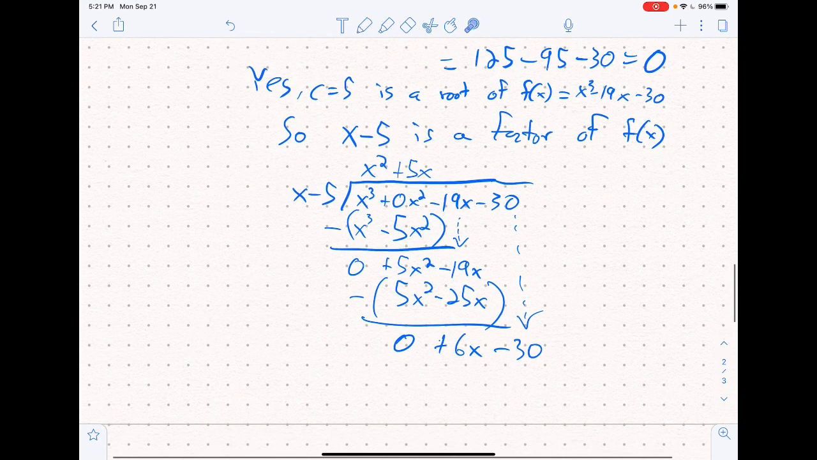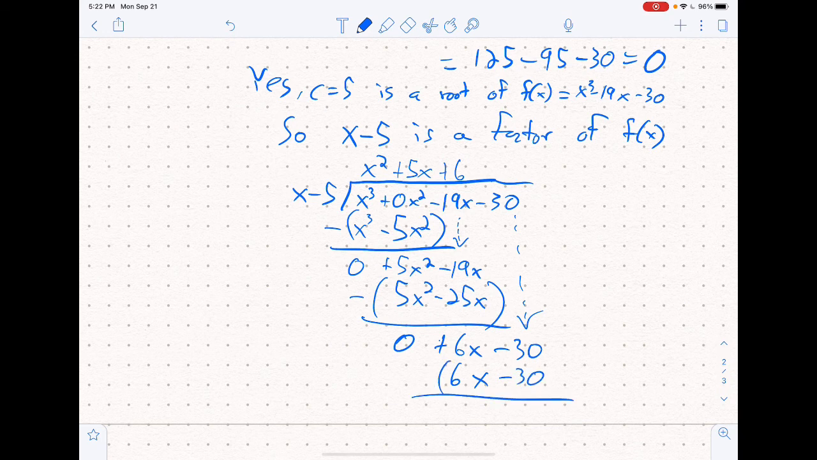and now we do the process again. So we take that x and go into 6x. It goes in 6 times, so plus 6. Then we take that 6 and multiply it by the x minus 5, 6x minus 30. Then we subtract, and when you subtract, it's going to make that 6x a negative 6x, and it's going to make that 30 a positive 30. And so when we do 6x minus 6x, we get 0, and minus 30 plus 30 is 0, and that means that our remainder, r, is equal to 0.